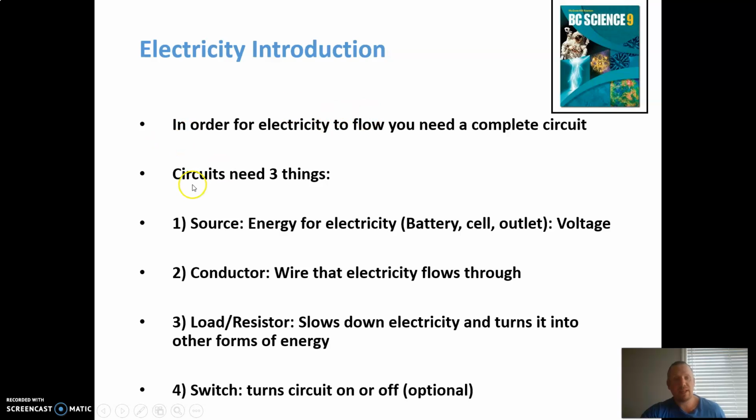So the three things you need for a circuit, you need a source of energy. So you need a source of voltage. Usually it's a battery, a wall outlet, electrochemical cell. Second thing you need is conducting wire. Well, a conductor, usually it's wire, but it can be other things like metals. So wire that lets electricity flow through it. And then the third thing you need is a load or a resistor, something that slows down the electricity and turns it to a different form of energy.